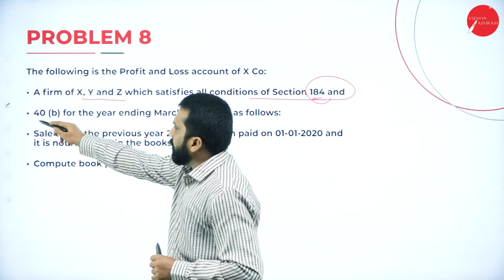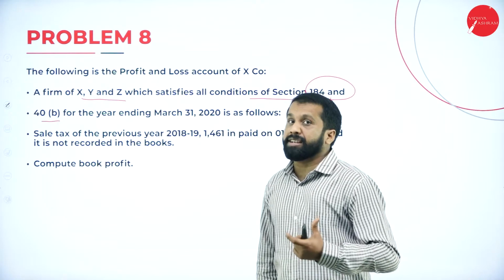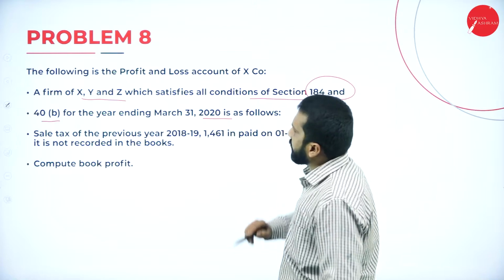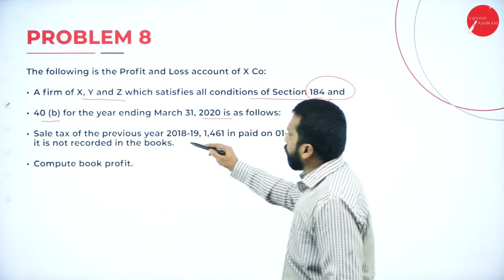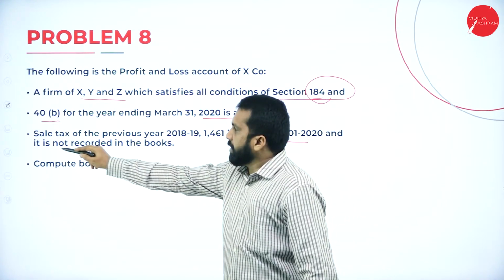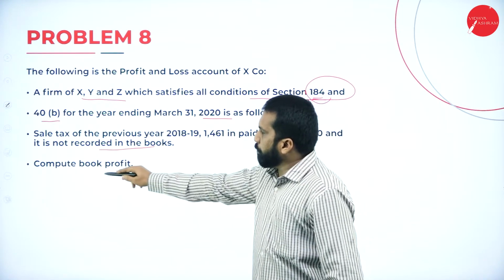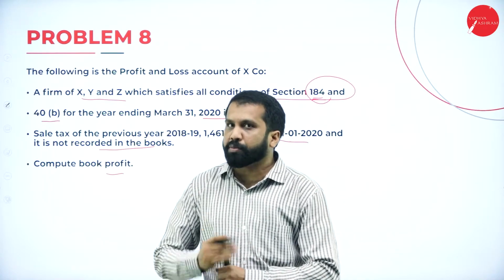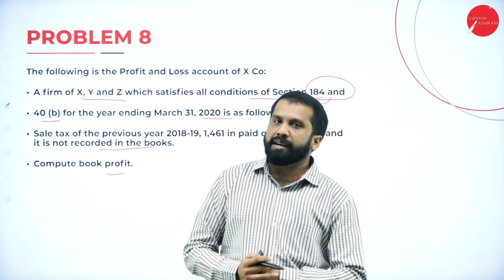Then 40B. 40B talks about what? Remuneration. Yes. For the year ending March 2020 is as follows. Sales tax of previous year is paid. These information are not recorded in the books. Compute book profit. In this, they have not given any adjustment. Will come later about adjustment.